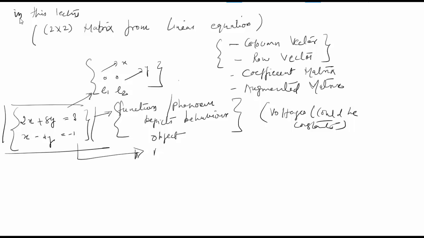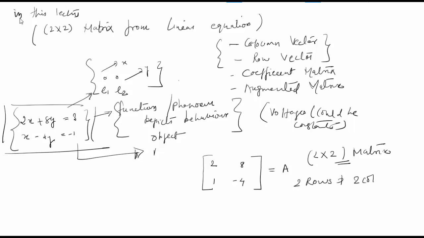So it's possible to write this whole thing in a matrix in such a way that you write the coefficients of the variables as they happen, like 2, 8 and 1 and minus 4. If you call this A, this forms a 2 cross 2 matrix. It is a 2 cross 2 matrix because there are 2 rows and 2 columns. Also, this kind of matrix is known as a square matrix.